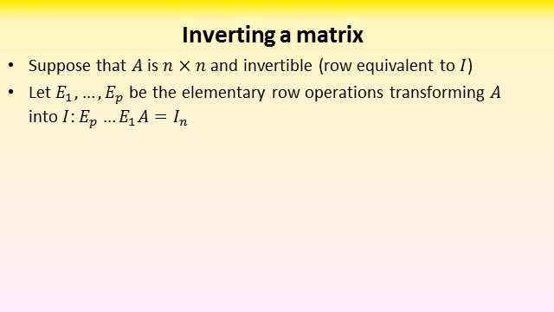That means that EP times EP minus 1 times EP minus 2 times and so on, all the way to E1 times A. If I apply all these elementary row operations, I end up with the identity matrix. If that's the case, then the inverse of A is simply given by the product of these elementary matrices, EP multiplied by ... multiplied by E1. This is very simple to show.